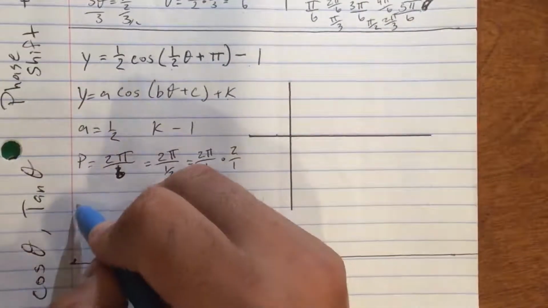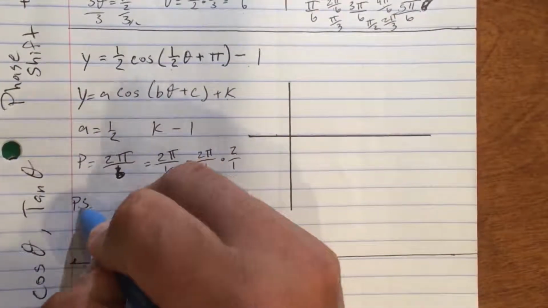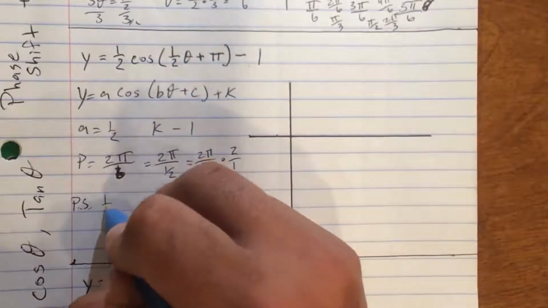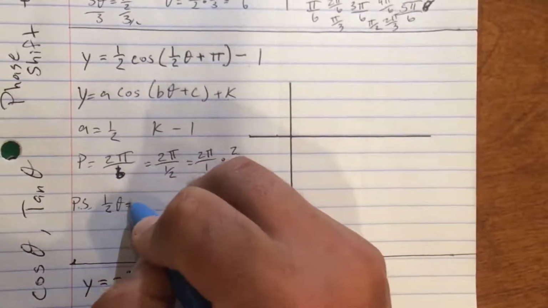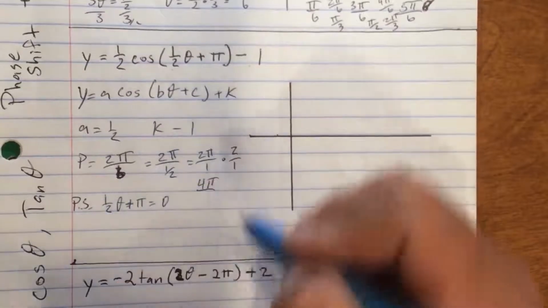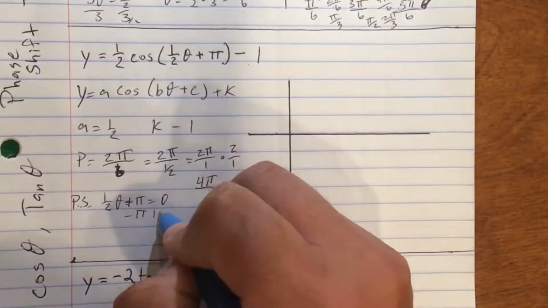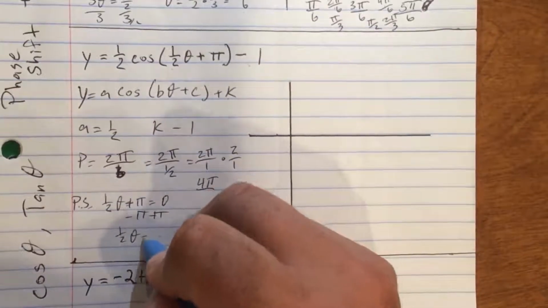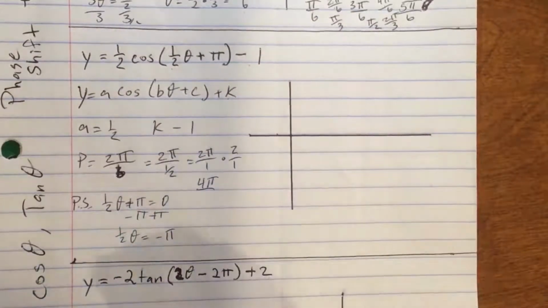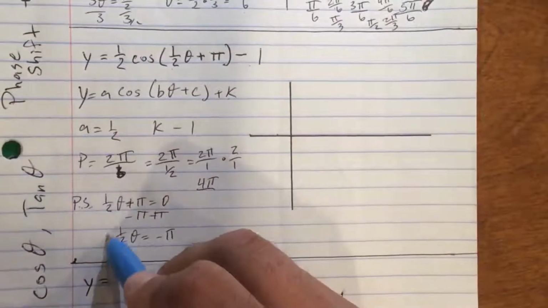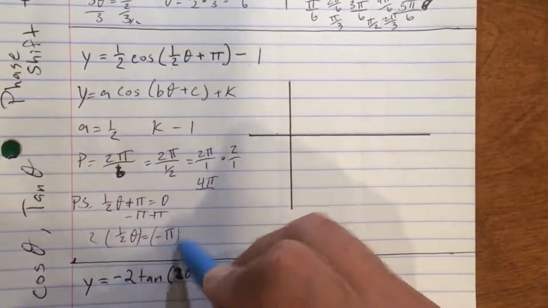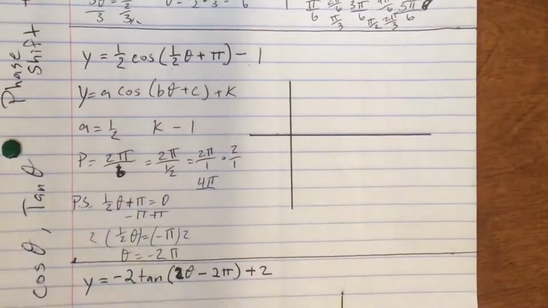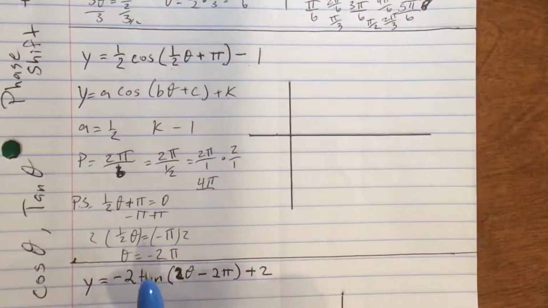Cool. And now we're going to go ahead and do our phase shift, which is when we set this equal to 0 and then solve. So we have 1/2 theta plus pi is equal to 0. Subtract pi from both sides, and we get 1/2 theta is equal to -pi. Then we can just multiply everything by 2 to get theta is equal to -2 pi. So this is our phase shift.